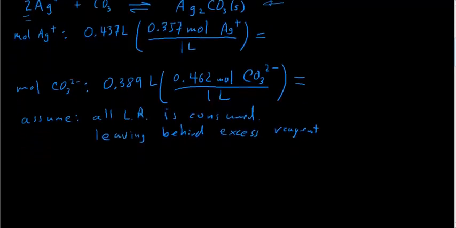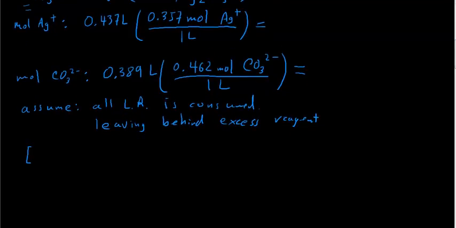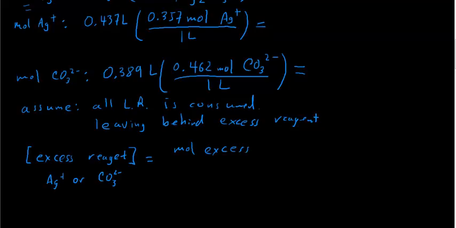And so then what we're going to need to do is figure out the concentration of the excess reagent. That will either be the silver or the carbonate, depending on what you determined above. Whichever one is not the limiting reagent is the excess reagent. So we need to figure out the concentration of the excess reagent. And so that's going to be the moles of excess reagent, and I'm going to abbreviate reagent as R, so moles of excess R, divided by the total liters of the solution that we have.